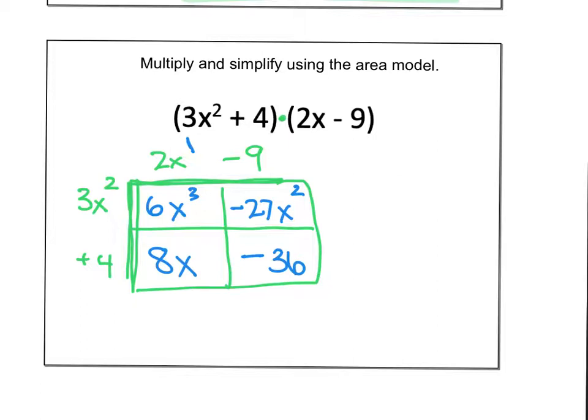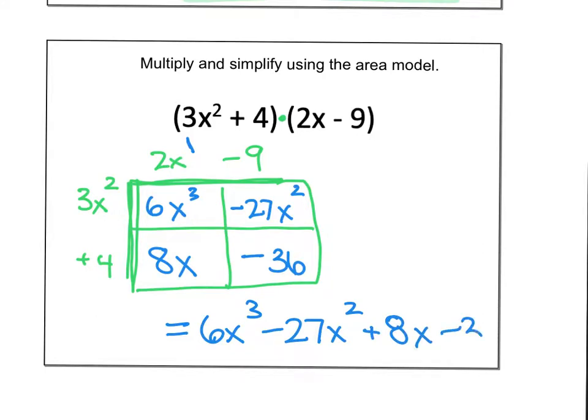I look at this one and I have to stop because I don't have any like terms this time. The 6 has an x cubed attached to it. There's nothing else with an x cubed. The negative 27 has an x squared attached to it. There's nothing else with an x squared, and so on. So this one, there's no like terms to combine, so all that's left to do is to write it in standard form, where you put the biggest exponent first, down to smaller exponents till you leave that constant last. So if you look here, that would be as simplified as it can get.